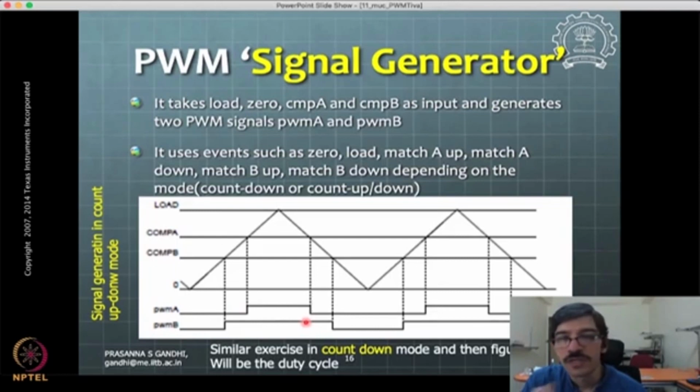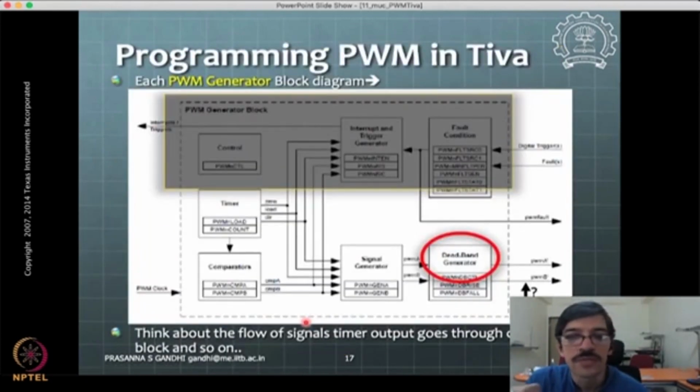Okay, so we'll leave it right now. I'm not going to explain that to you, but extending the same concept, one can think about what will happen to these PWM A and B signals in the count down mode alone. Okay, and that's what probably we'll be using for our PWM generation. So that is what we need to think about.